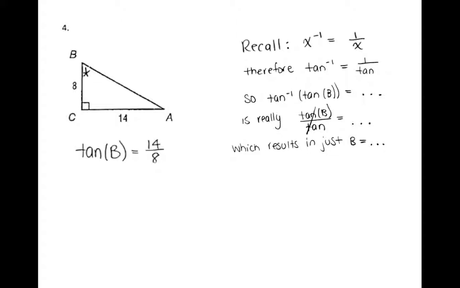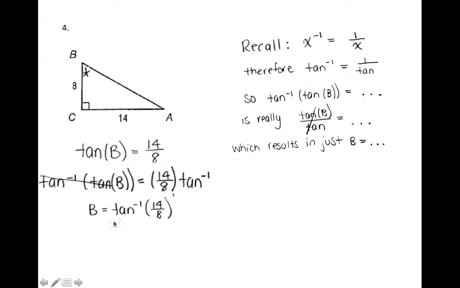So if we're trying to find the angle B and we're given that tangent of B equals 14 over 8, we're going to use the inverse tangent function. So we're going to multiply tangent of B by inverse of tangent. Remember, whatever you do to one side, you do to the other. You could rewrite this as B equals the inverse tangent of 14 over 8. Now, this is going to give us an angle measure. Remember, we're using the side lengths and the inverse function to find the angle, to go backwards.